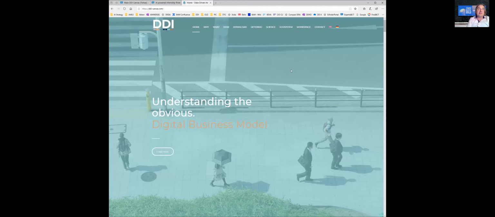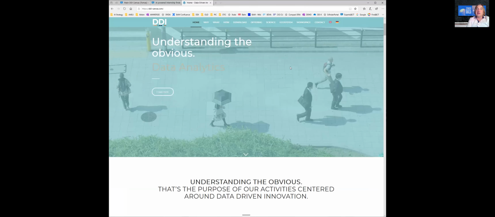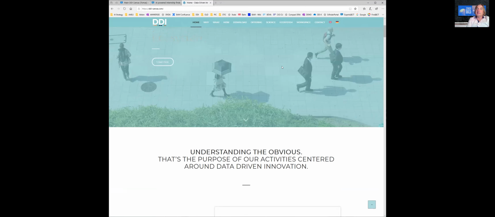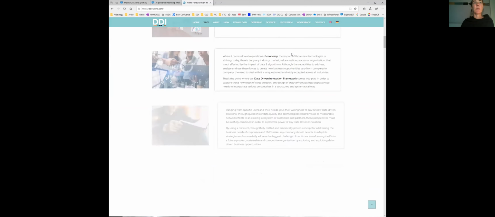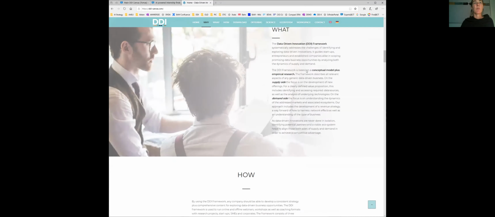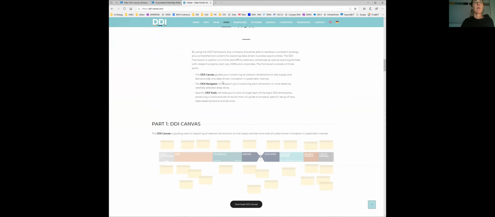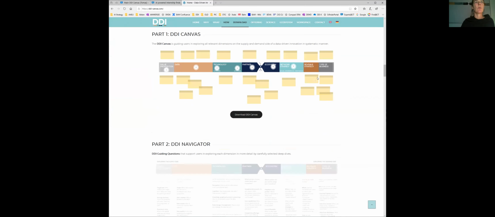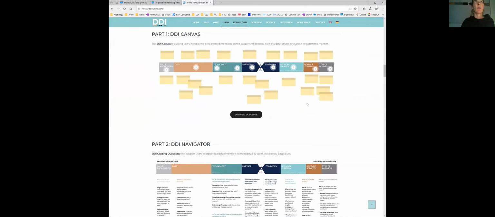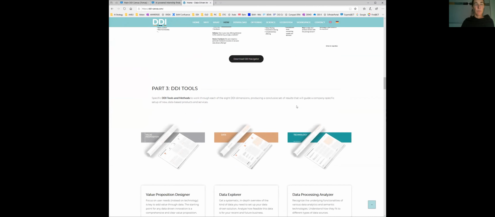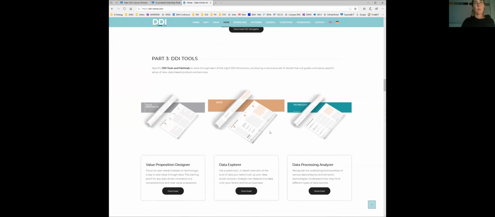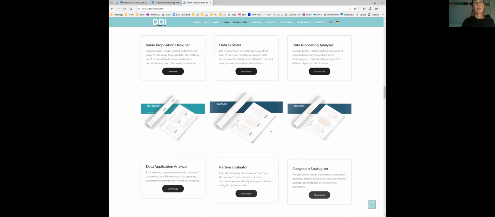All of the canvas that you have seen, which was developed by Sonja within the BDVe project, is free for download, and you can reuse it. What you see here is from the website: some explanations of how you're using it, that you have the canvas and the navigator, the tools. You can download the different aspects, and here you can also download the different tools for each of the dimensions.